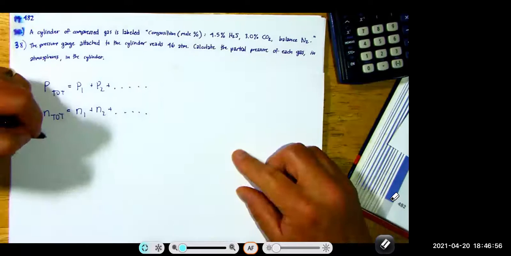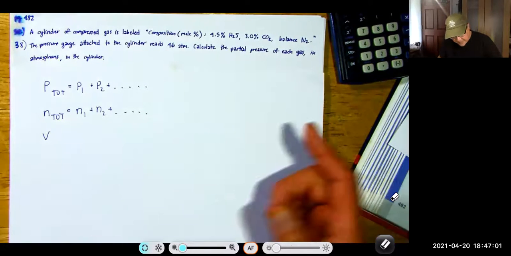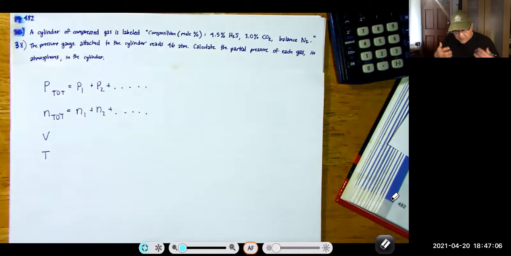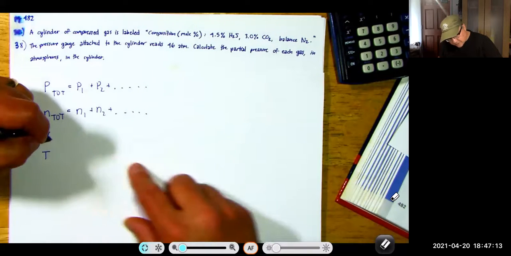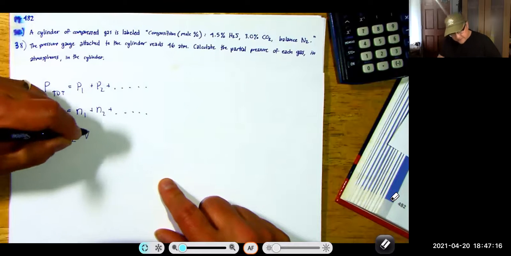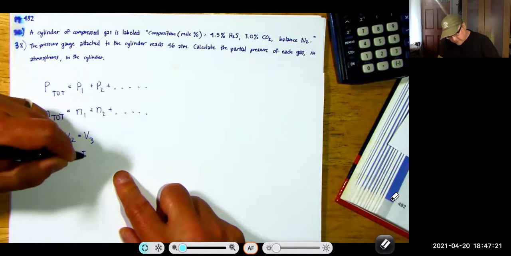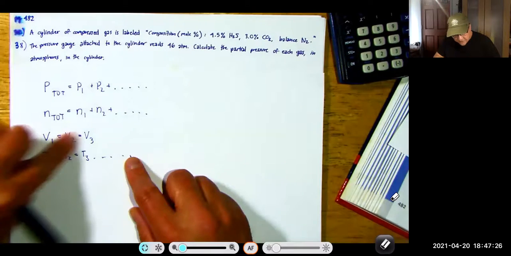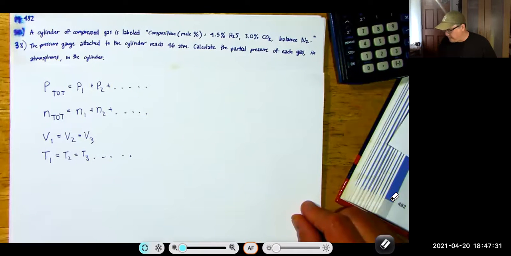But the volume, we don't say the volume total. The volume is the volume. And for the temperature, we don't say the temperature total because we don't add the temperatures of the gases. So these things are the same for all gases. We could say volume one is equal to volume two is equal to volume three, and here we can't say that for pressure. And temp one is temp two is temp three forever. So these things aren't really changing for any of the gases, but the pressures and moles are different for each gas, presumably.